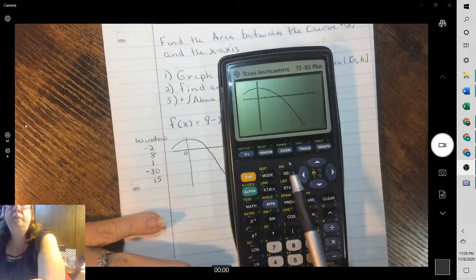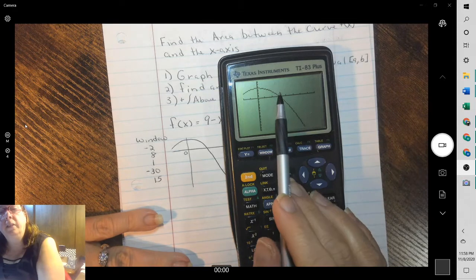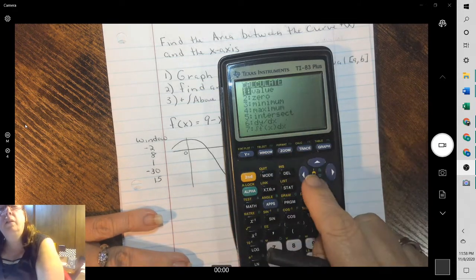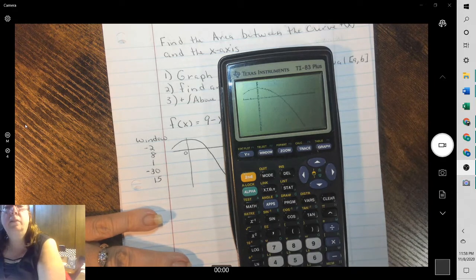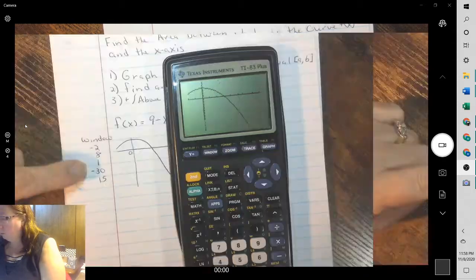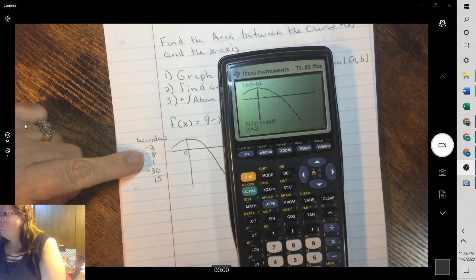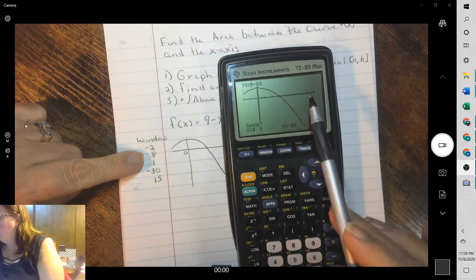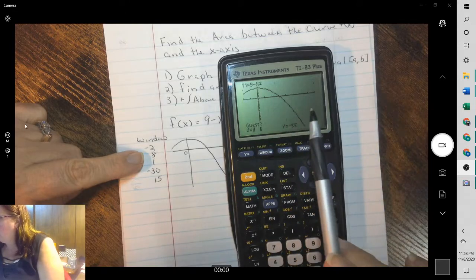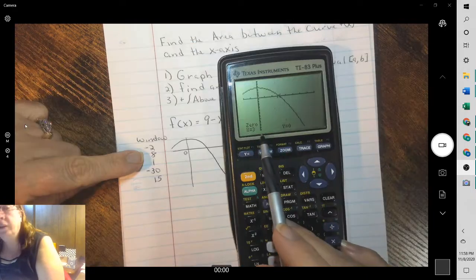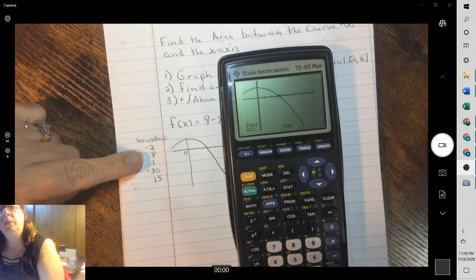There we go. To find the 0, you can go to second and calc. Go down to 0. Left bound, use your window, -2. Right bound 8. The reason we can use that is because there's only one intercept in all of that. And that's why you also don't have to guess. But if you wanted to guess, it looks like it's 3. Hit 3 and enter, and I was right, it's 3. So it will give you your zeros.